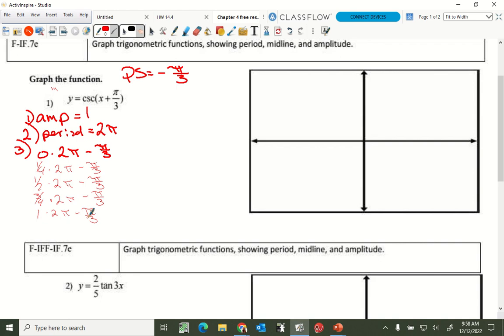If you have trouble with the fractions, what do I got to do to make that better? Make it easier. Put it in the calculator, right? But I can't put it in the calculator exactly. What do I got to change? The pi to 1. Change the pi to 1, right?